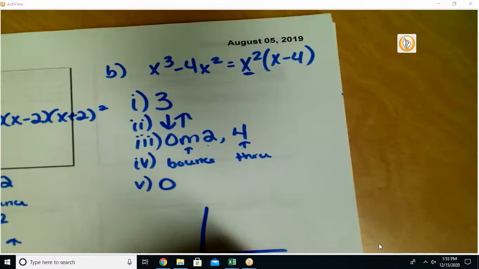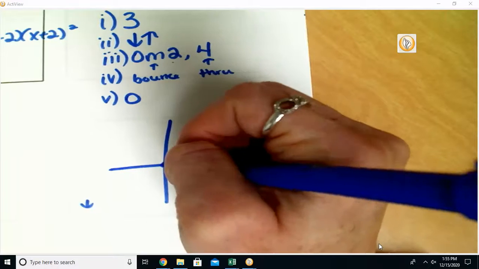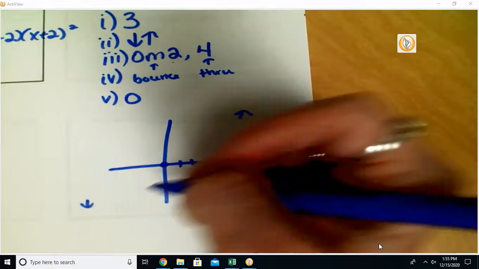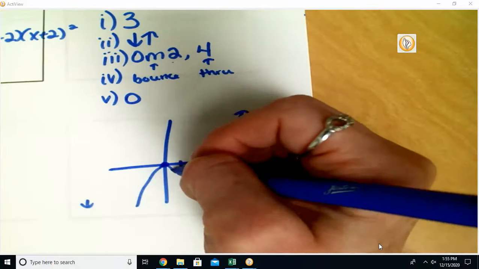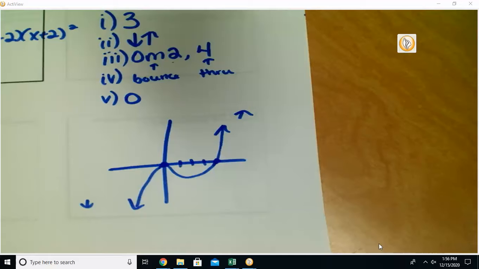So we graph it. Should start down here and end up here. I'm hitting my x-axis at 0 and 4, y-axis at 0. So my graph starts down here. At 0, my graph will bounce, comes back down, hits this one, and it goes through. And so it matches what we said. And of course, you can always use your calculator to double check any of these. Is that one okay?